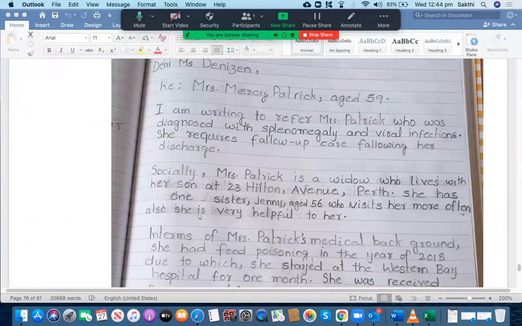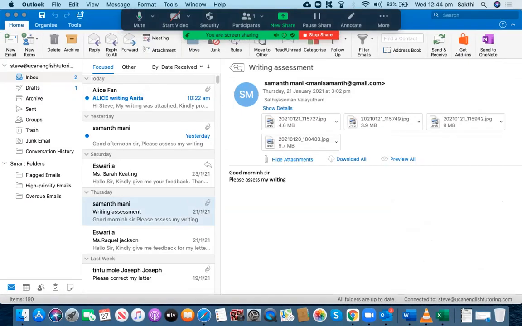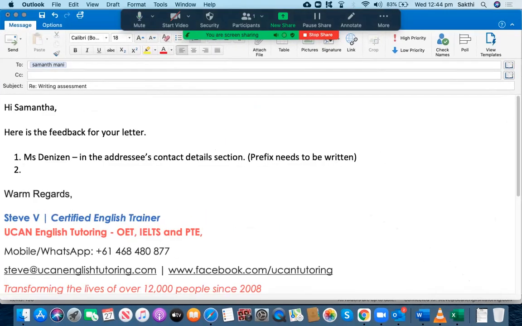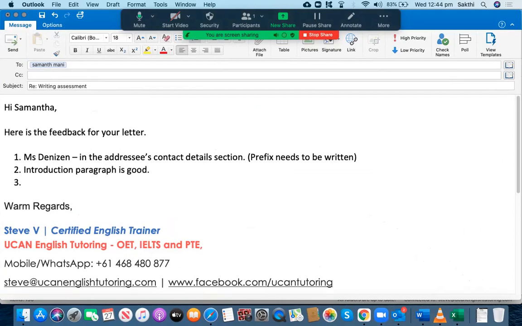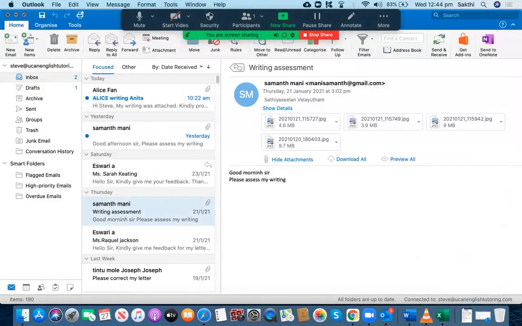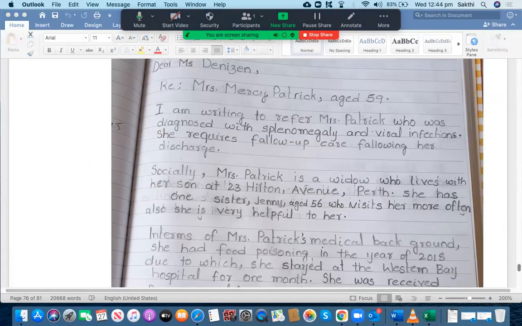I'm writing to refer Miss Patrick, who was diagnosed with the splenomegaly and viral infections. She requests follow-up care following her discharge. That's good. So the introduction paragraph seems really good. It doesn't have any grammatical mistakes. The introduction paragraph is good because it doesn't have any grammatical mistakes and it has covered all the essential criteria as well.